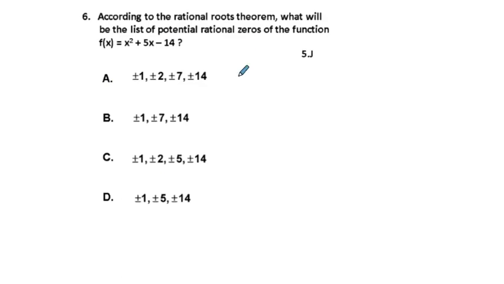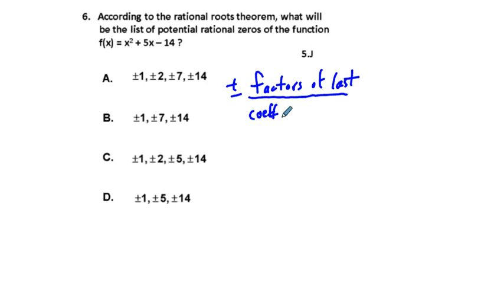Next, 6, rational zeros. What will be the list of potential rational zeros of the function? Basically, what you're looking for is plus or minus factors of the last term over factors of the coefficient of the first term. I got that backwards. Let me rewrite that more properly: over factors of the coefficient of the first term.